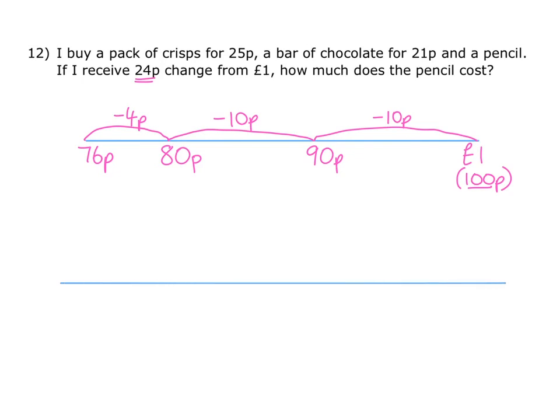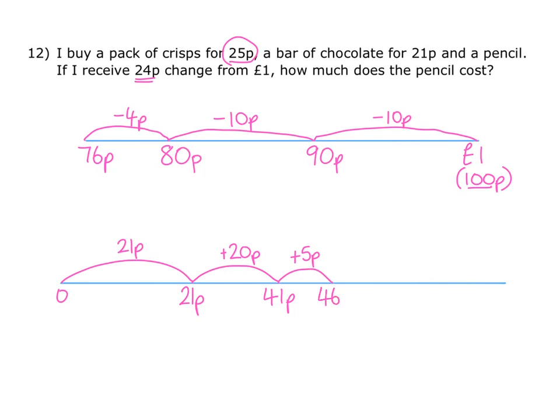If we start at 0 and we think about the bar of chocolate first of all, which cost 21 pence. So 21 pence, this of course means we'd be at 21 pence. And now I'm going to add the packet of crisps, which cost 25 pence. I can do this by first of all adding 20 pence, like this, and this means I would be at 41 pence, and then adding the remaining 5 pence. The crisps cost 25 pence altogether. So this means I would be at 46 pence.